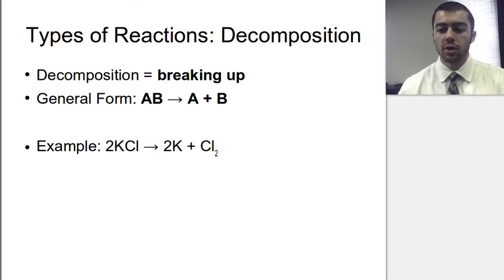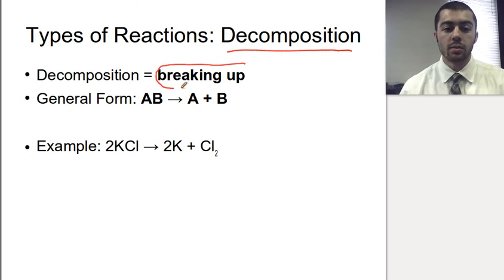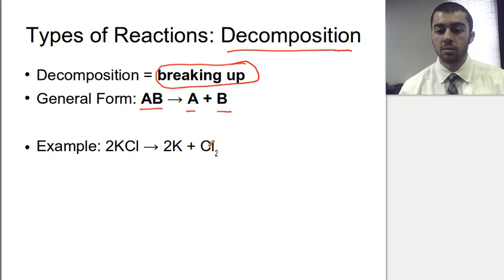So the next type of reaction we're going to go over is kind of the opposite of synthesis. It's decomposition. You probably know decompose means to break down. So a decomposition is something breaking up into parts. The general form is the exact opposite of synthesis. We have one thing, AB, breaking up into two things, A plus B, separately. So we start with one compound and we end up with the parts, A and B. An example of this would be KCl, one ionic compound here, breaking up into its parts, potassium and chlorine. So again, decomposition is breaking up, so we're breaking KCl into K and Cl.